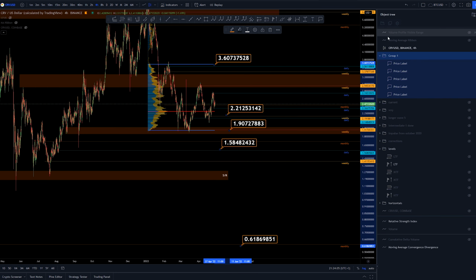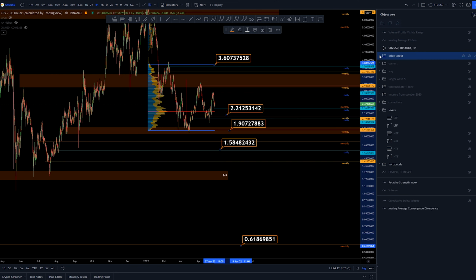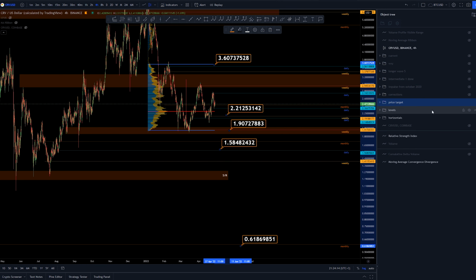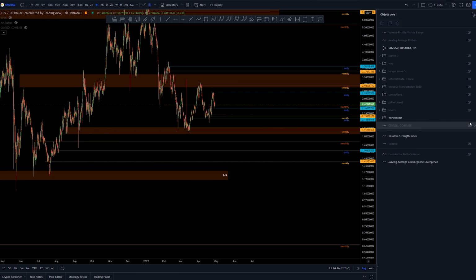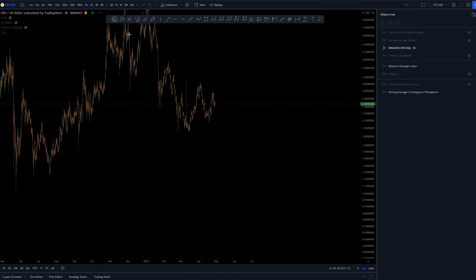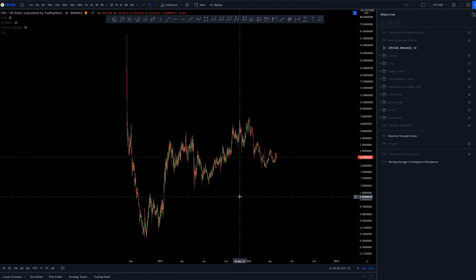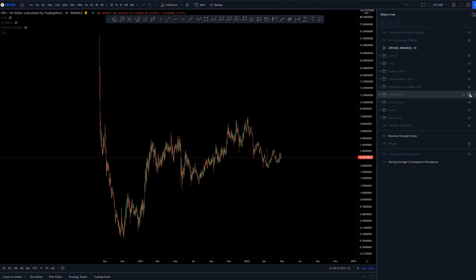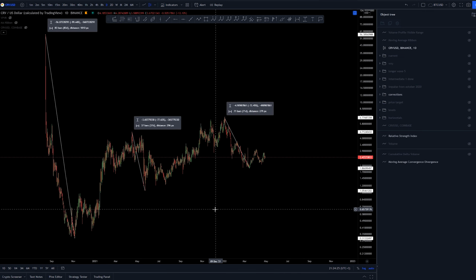So I'm going to make a folder for them and add alerts later. Price targets, nicely typoed, oh well. But yeah, those are the levels I wanted to share with you, if you're interested. And now we're going to get into Elliott Wave theory.